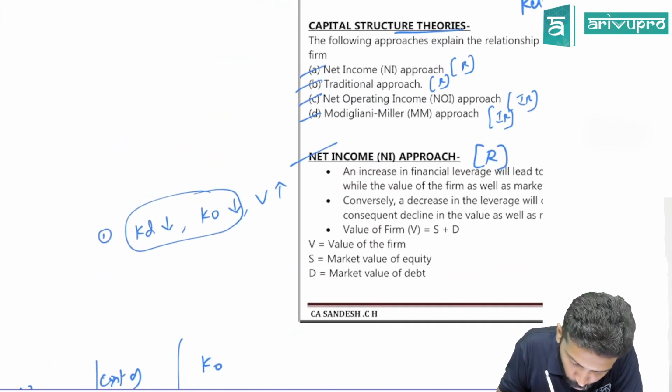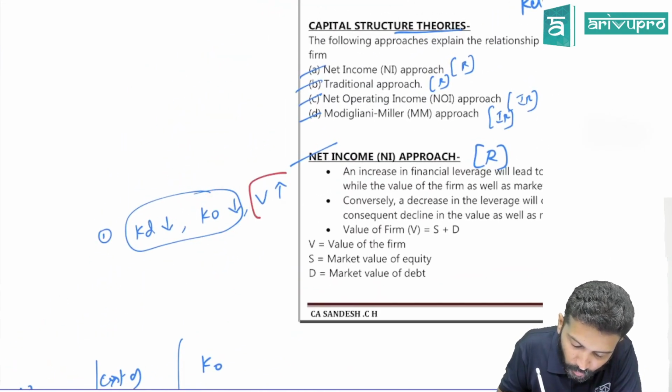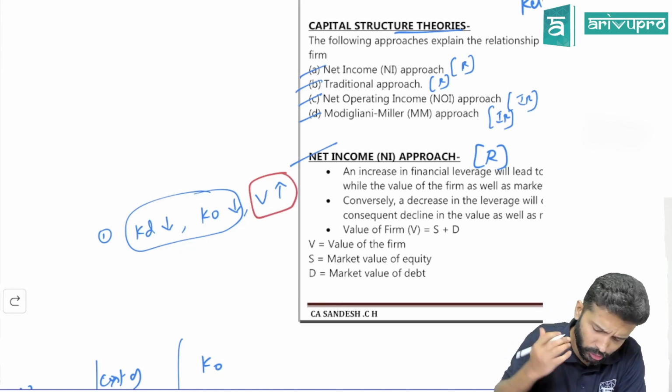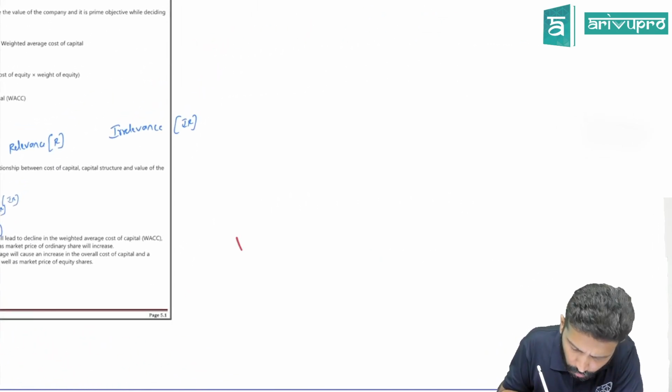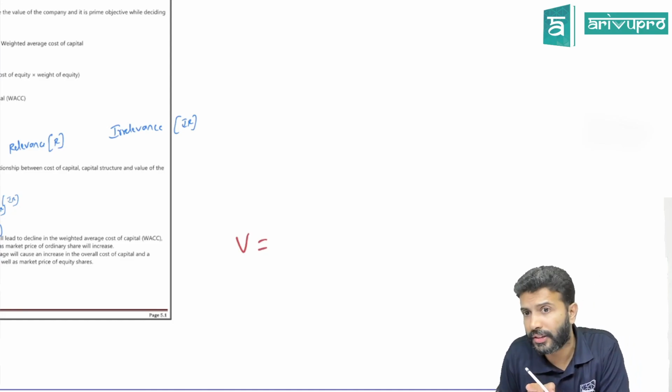Let's also prove this. I'm also saying if overall cost of capital reduces, then value of the firm will increase. Let's also test this out. Sir, you already wrote one formula. What is that? V is equal to? Someone said?